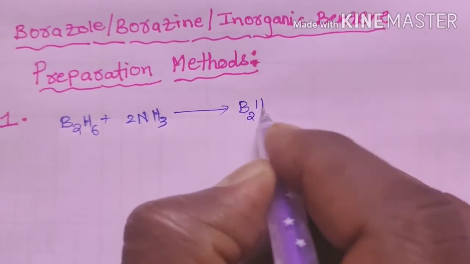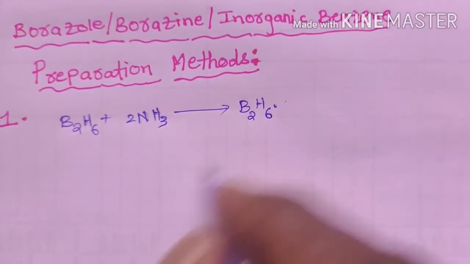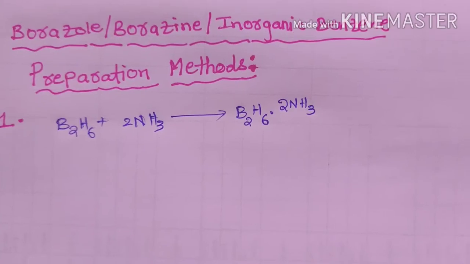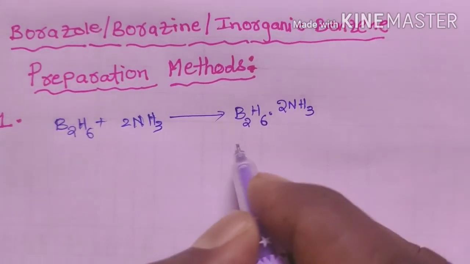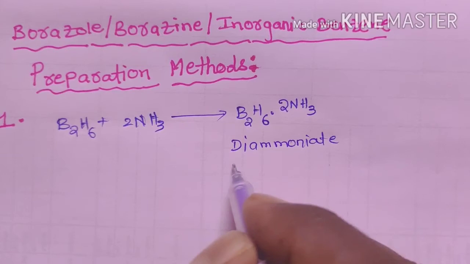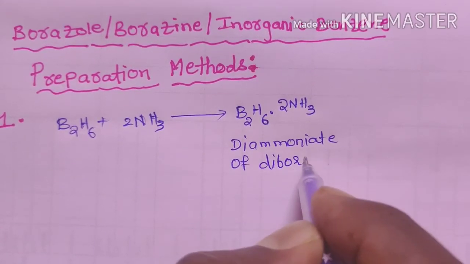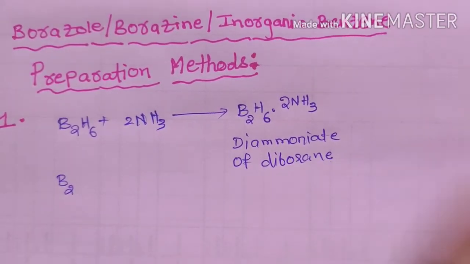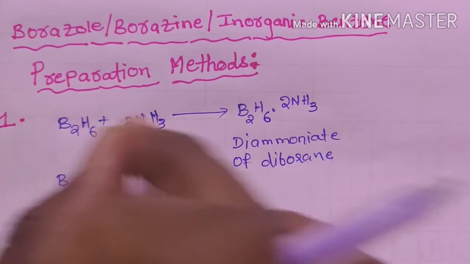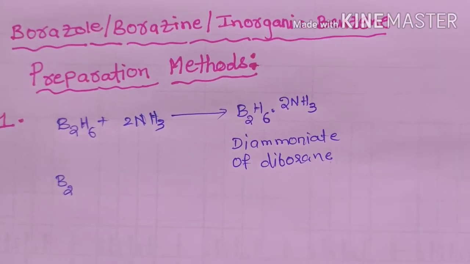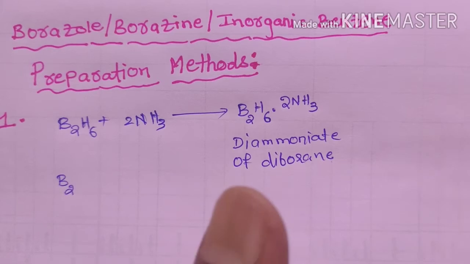The formula of the diammoniate of diborane is B2H6·2NH3. We have already studied this reaction in the properties of diborane. This reaction is very simple because it is an addition product. An addition product is also called an adduct. Here we just write two formulas, of diborane and ammonia, and that becomes the formula of the diammoniate of diborane.